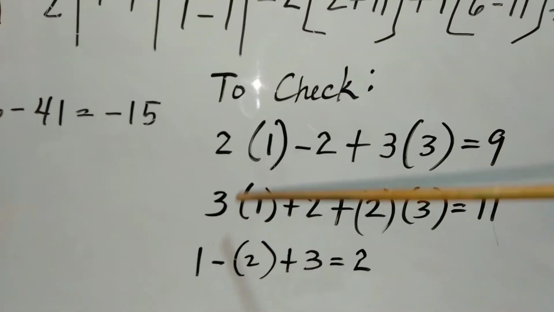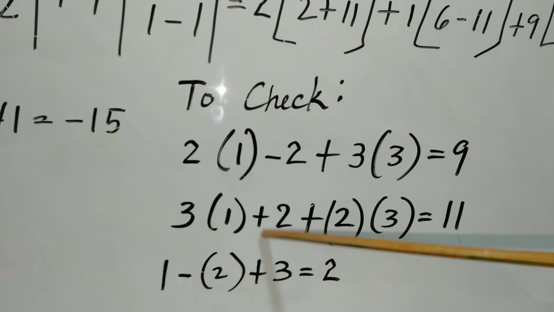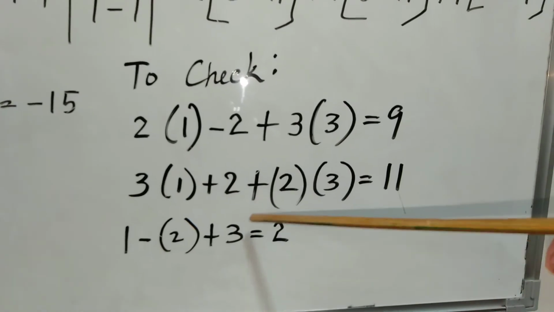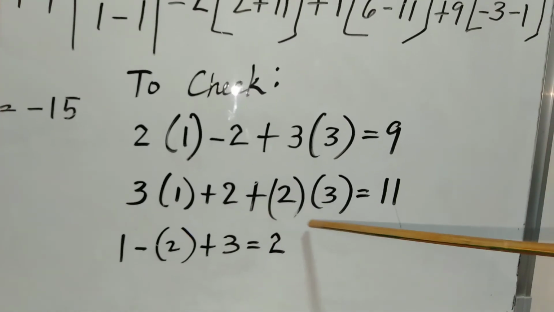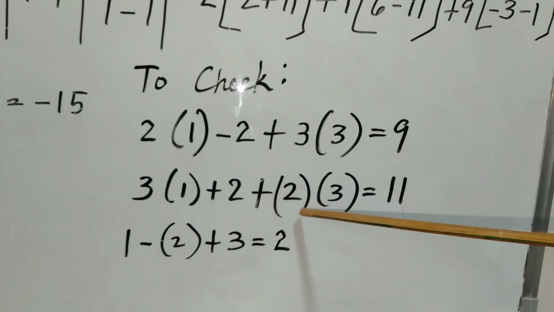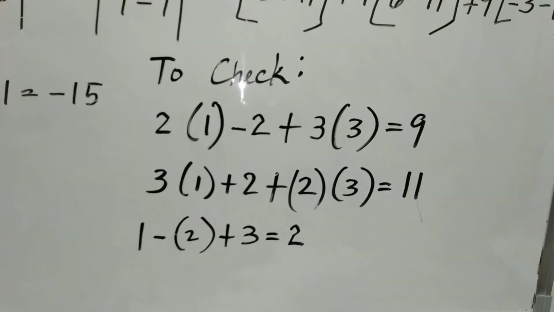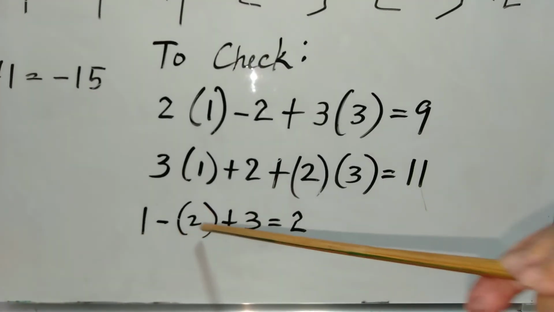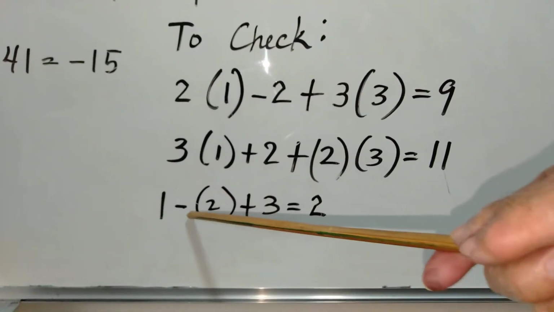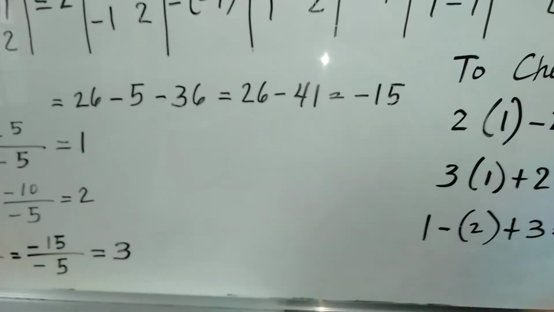We check again for the second equation. 3 times 1 plus 2, the value of y, plus 2 times 3. We have here 2 times 3, 6 plus 3. So 6 plus 2 is 8 plus 3 is equal to 11. For the third equation, 1 minus 2 plus 3 is equal to 2. 1 minus 2 is equal to negative 1 plus 3 is equal to 2. So our answers here are all correct.